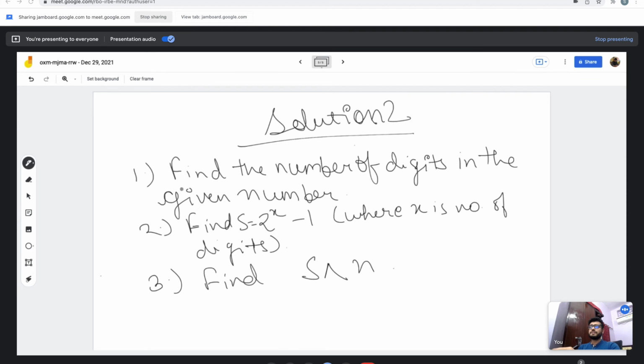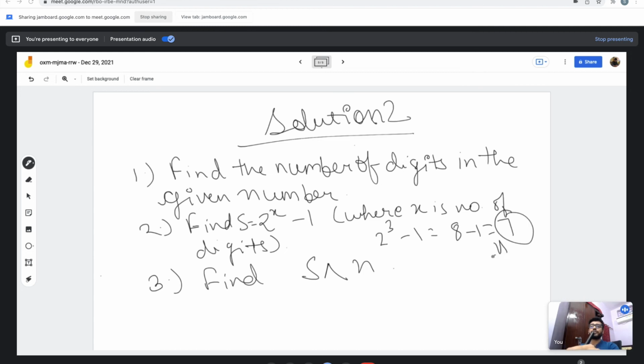How we can do this is basically find the number of digits in the given number. Find the number s equal to 2 raised to power x minus 1. Now why do we talk about 2 raised to power x minus 1? Let's say 5 has 3 binary digits. So 2 raised to power 3 is 8, minus 1, which is 7. So we get 7 over here, right?